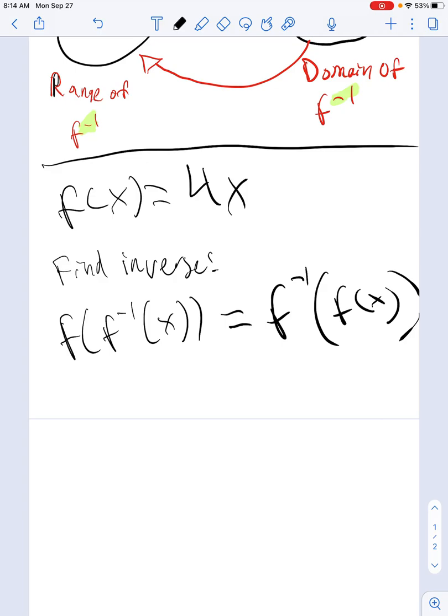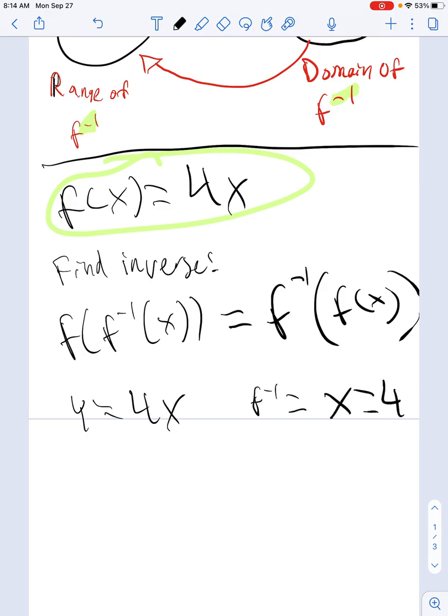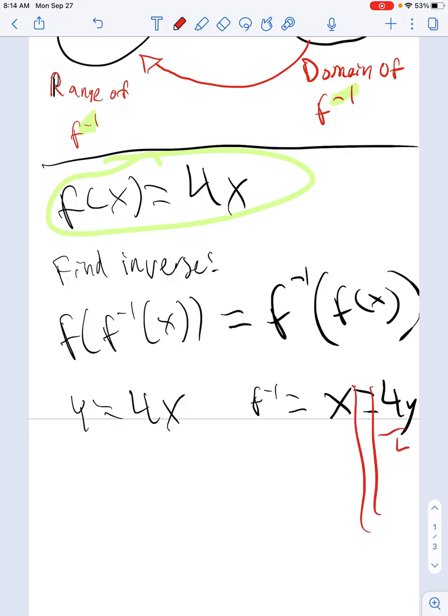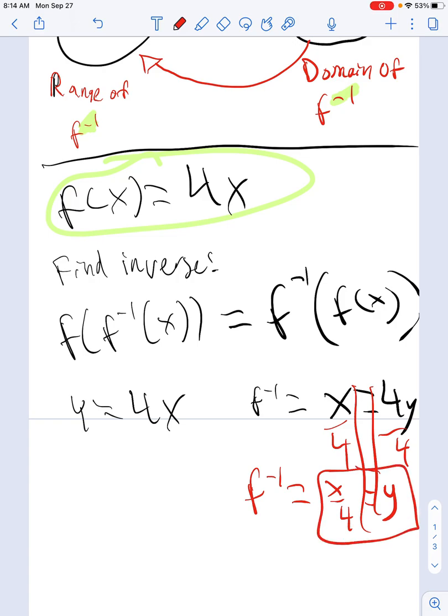It's easier to look at an example. If my original function is f of x, I'm going to swap out my x's and y's. My inverse is going to look something like x equals 4y. But I don't want that. I want the inverse as y equals. So how do I get y equals? Divide by 4, divide by 4. So our inverse function is x over 4 equals y. So these are our two functions.